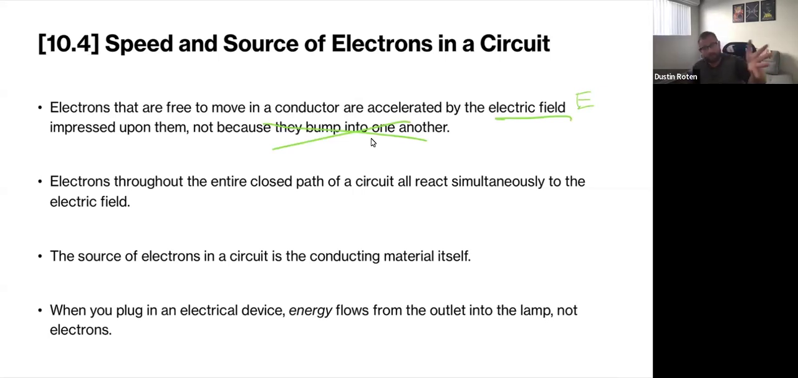This is true for all the electrons in the entire closed path of a circuit. They all react simultaneously. So as soon as you set up that E field between your positive and negative terminals, like on the battery, you don't start a domino effect. They all start moving at once. So it is certainly not bumping into each other. All of them go at the same time. It's sort of like if you're in marching band, you don't wait to be nudged by the person behind you to start moving. You all know what you need to do and you do it all at the same time.